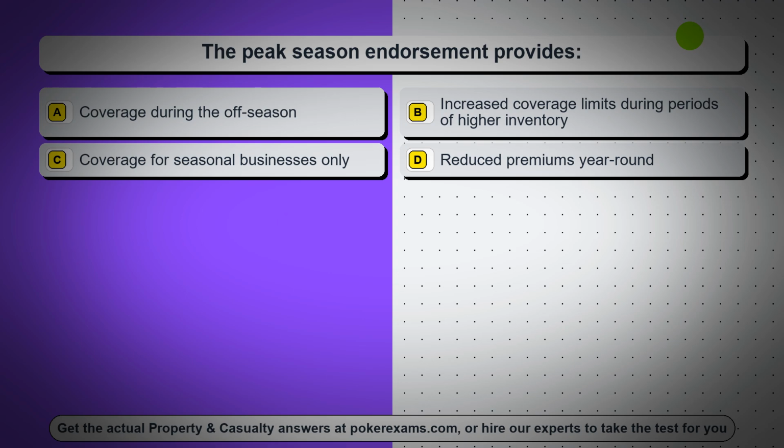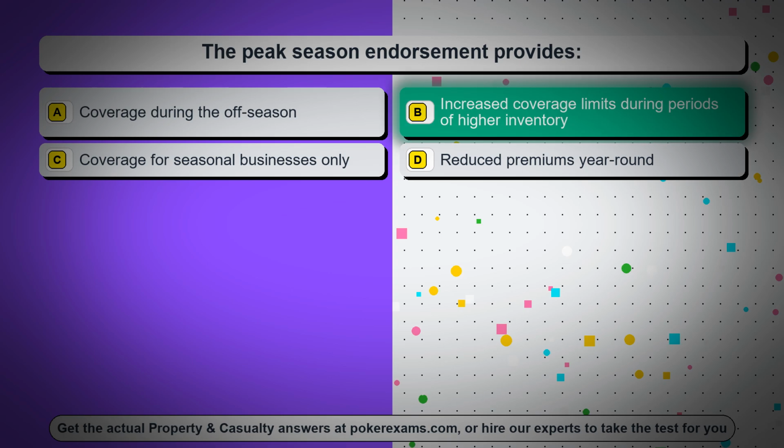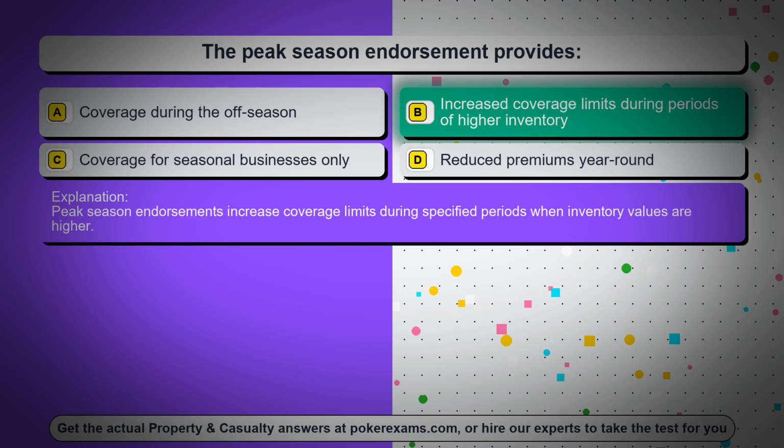Option A, coverage during the off-season. Option B, increased coverage limits during periods of higher inventory. Option C, coverage for seasonal businesses only. Option D, reduced premiums year-round. The correct answer is option B, increased coverage limits during periods of higher inventory. Peak season endorsements increase coverage limits during specified periods when inventory values are higher.